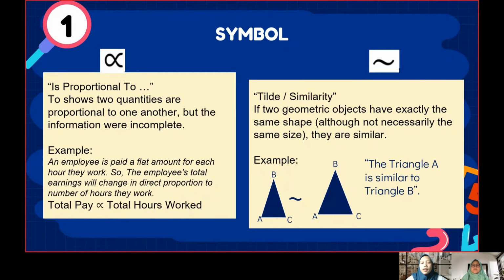And then we have tilde, or similarity. If two geometric objects have exactly the same shape, although not necessarily the same size, they are similar. For example, the triangle A is similar to the triangle B, even though the sizes are different. If two geometric objects have exactly the same shape, like triangle A and triangle B, we can use this symbol: triangle A similar to triangle B.